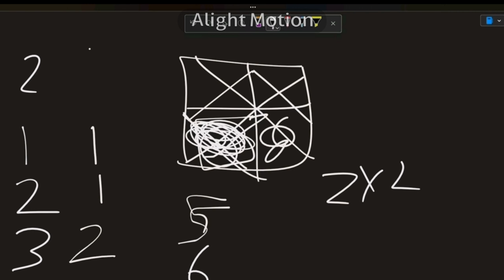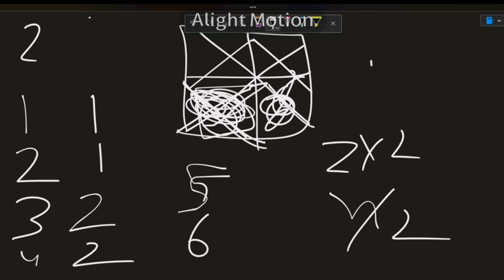Suppose I want to color four diagonals. One diagonal was this, one was this, one was this, and one was this. So in total how many have I colored? I have colored two boxes only, right? So till now I can see that my answer would be: if n is even, then my answer would be n minus 2. If my n was odd, then in that case my answer would be n plus 1 by 2.